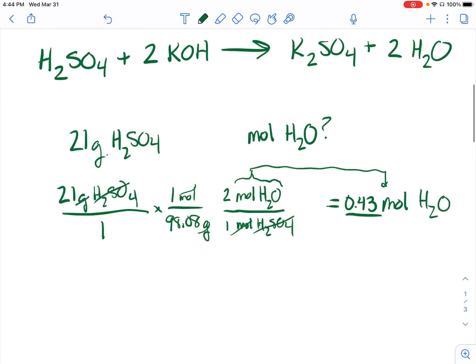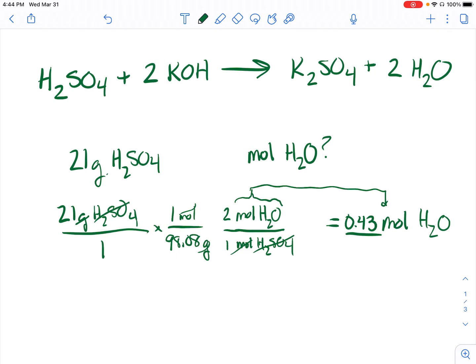So 0.43 moles of water. So I have about a fifth of a mole, maybe about a quarter of a mole of sulfuric acid at a 2 to 1 ratio. I've got a little under a half a mole of water, so that makes sense.